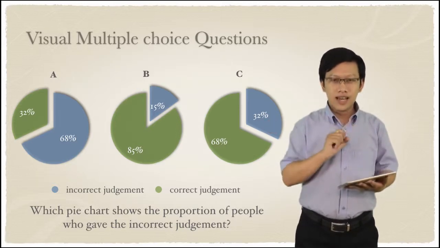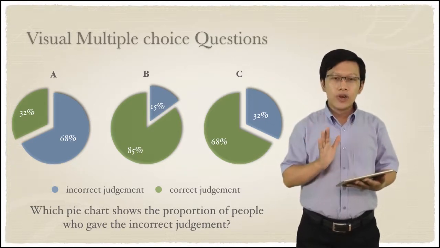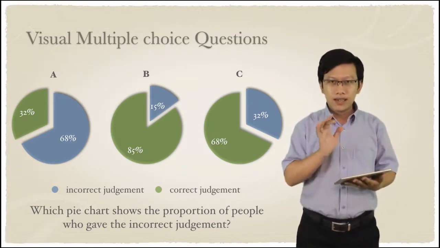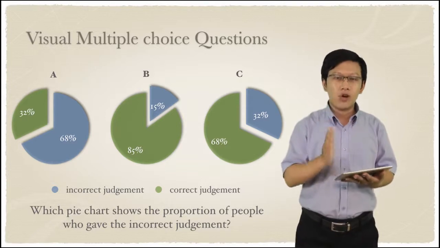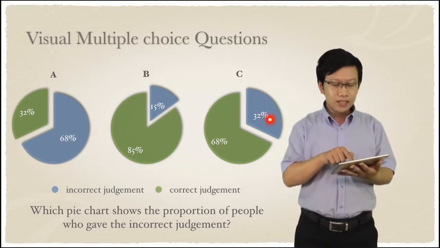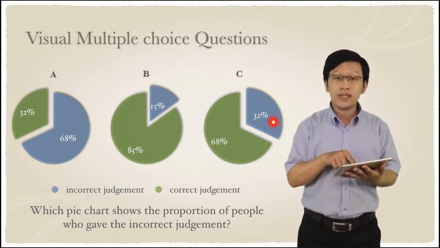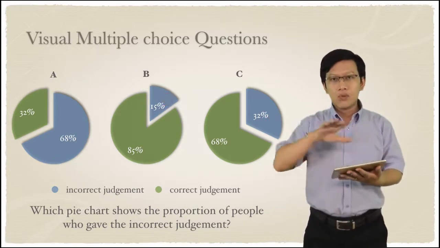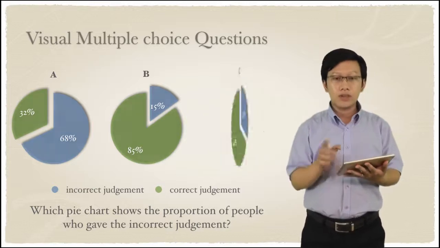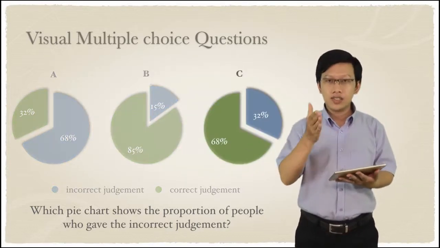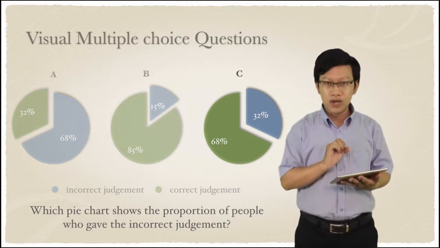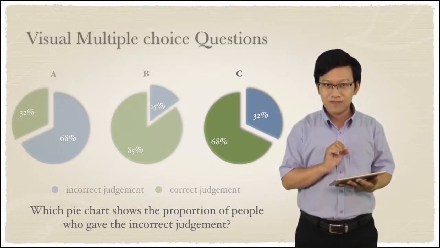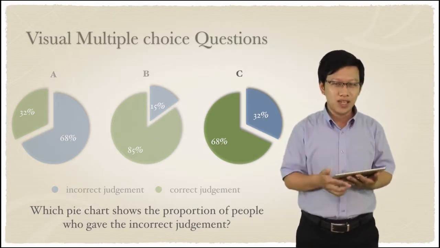Alright, what is the answer? What do you think? Now, we hear 32% conforming to the majority, and the majority was incorrect. That means 32% should be the incorrect one. Well, you did hear 15%, but that was before. So the answer basically is C. C is the correct answer that we are looking for. Alright, that is visual multiple choice.